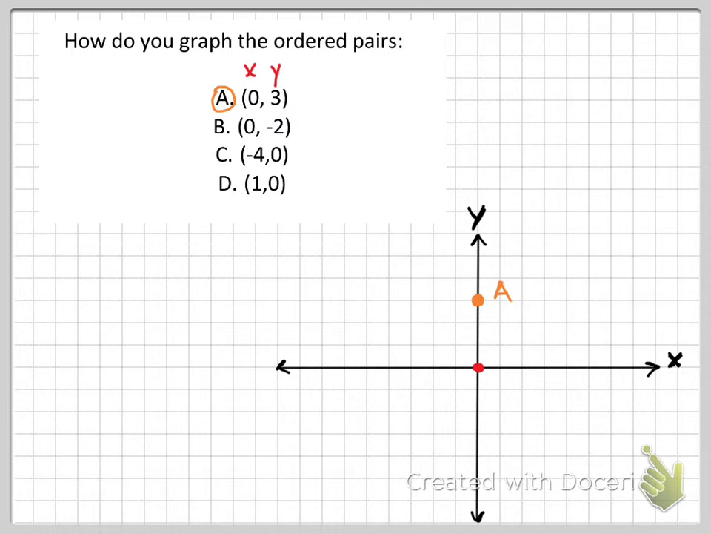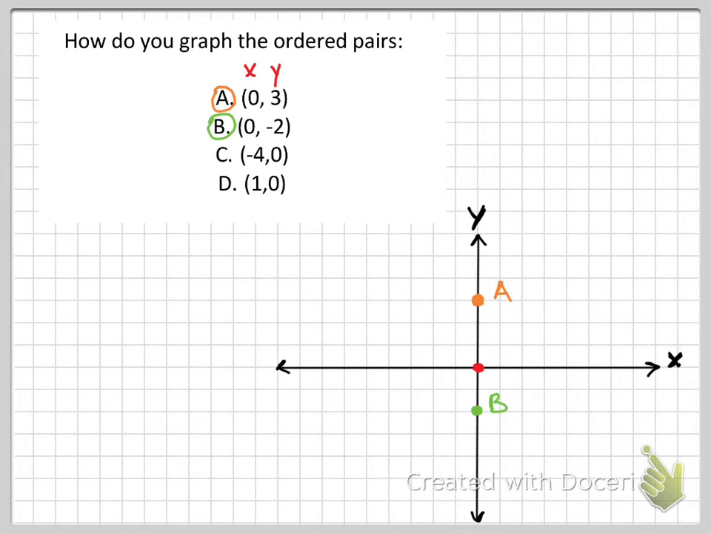The next problem is 0, negative 2. So once again, my x is 0, so that means I move 0 units left or right. I stay exactly where I am at that red dot, the origin, and then I move down 2 units because the y value is negative 2. So that means that the point B, which is 0, negative 2, is right there on the y-axis. Again, it's 2 units below the origin.